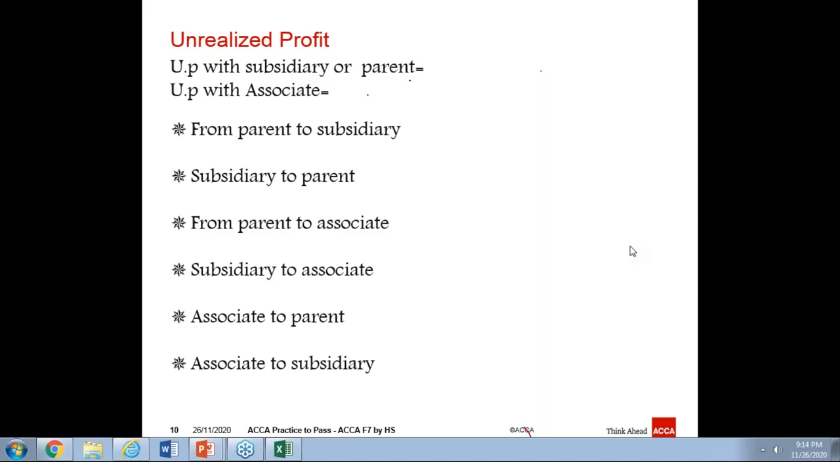Now, accounting entries of what? I'm asking that you are required to prepare the accounting entries for the unrealized profit, which we make in all the 6 cases. Yes. One answer is from the parent to the subsidiary: retained earnings debit, stock credit. Then what will be the accounting entry if the subsidiary is selling goods to the parent company, if the parent is selling to the associate company, if the subsidiary is selling to the associate, associate to subsidiary? In all the 6 cases, you are required to make the accounting entries.